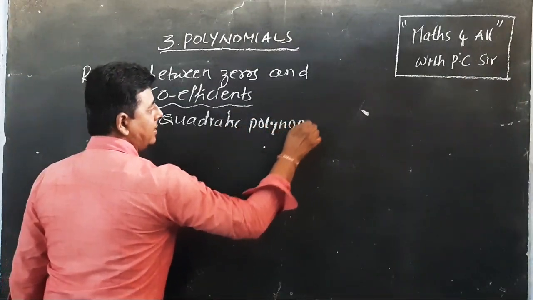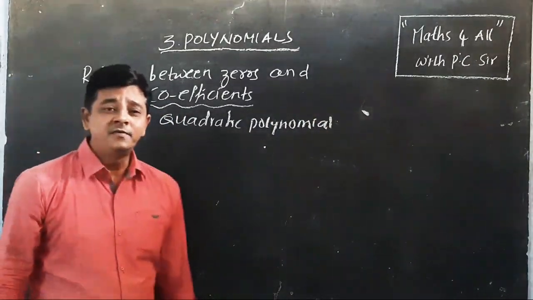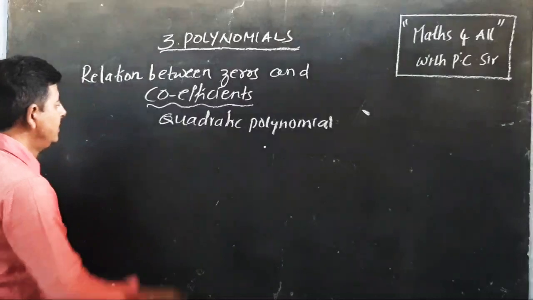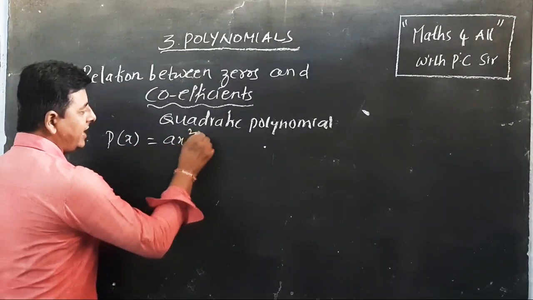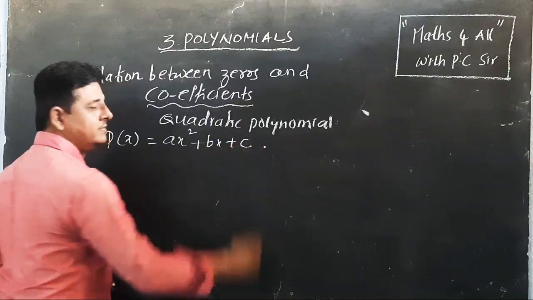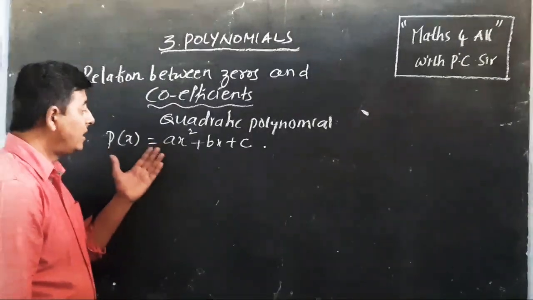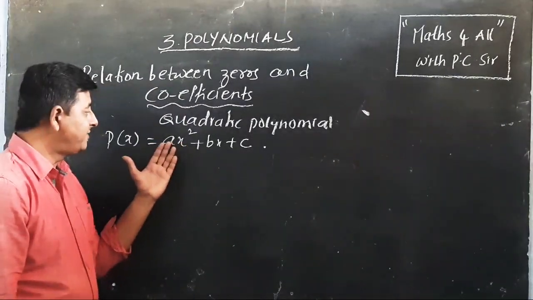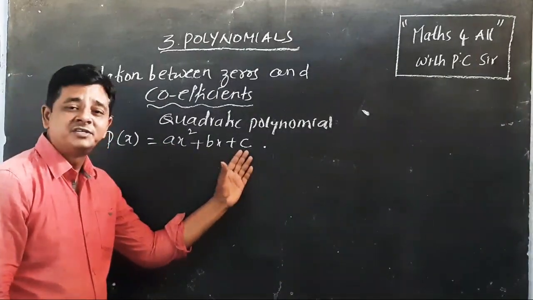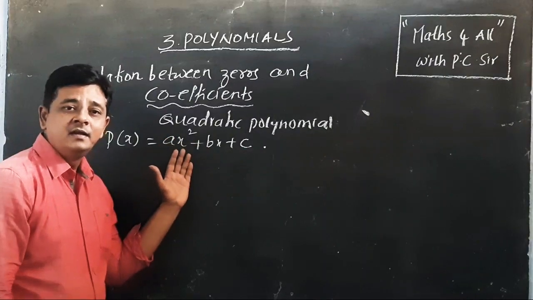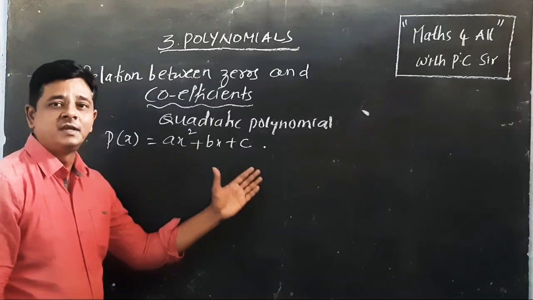Quadratic polynomial. What is the standard form, the general form, of a quadratic polynomial? That is P of x is equal to ax square plus bx plus c. It is the standard form of a quadratic polynomial, and these are the coefficients. What is the coefficient of x square? a. Coefficient of x? b. And c is said to be the constant. Coefficient of x square, coefficient of x, and the constant are a, b, c.